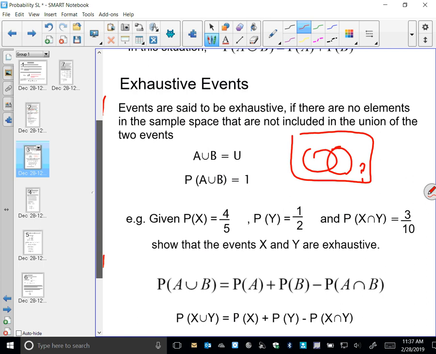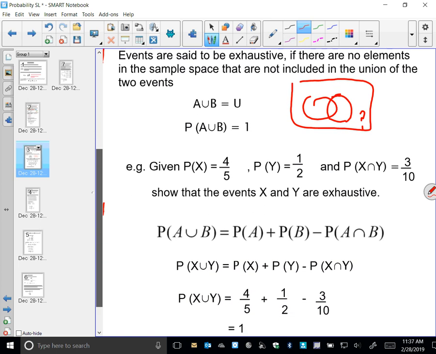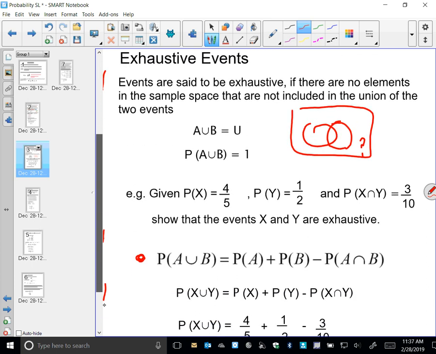Kind of example you might have: we're given that the probability of X is 4/5, the probability of Y is 1/2, the probability of the intersection is 3/10. Show that the events X and Y are exhaustive. So we're going to use this formula that we are given to help us. I've changed the letters for you because we've got X and Y. Obviously you don't have to do that in the exam, but I'm just doing it now so you're more comfortable with it.